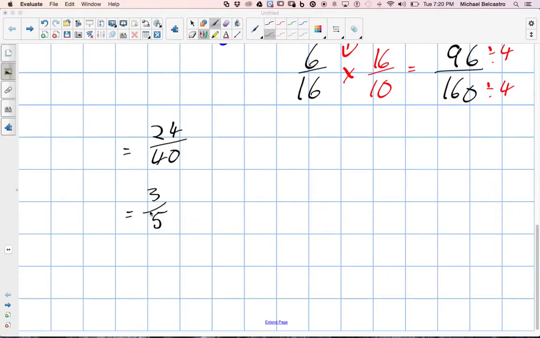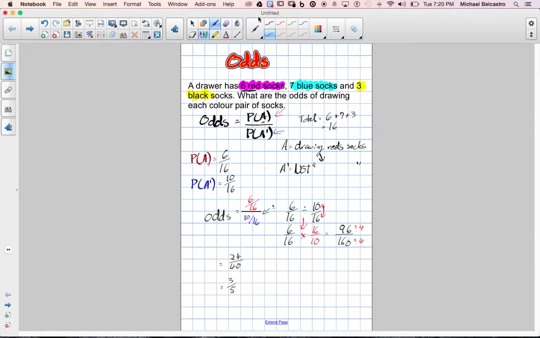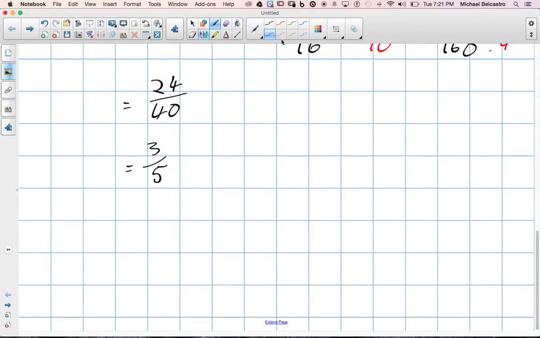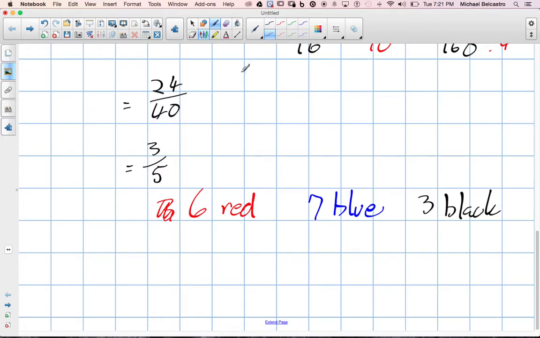So you have a 3 in 5 chance of drawing red socks. Those are the odds for this event happening. With that idea, remember we had 6 red pairs of socks, we had 7 blue, and we had 3 black. So let's figure out odds again.